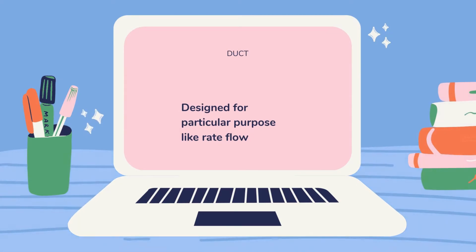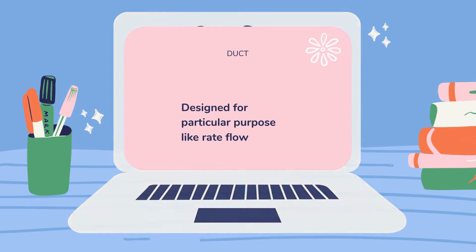But ducts are specially designed for a particular purpose, like rate of flow and temperature of the medium flowing through it. There are many types of duct depending on the type of material used for manufacturing, like aluminum sheet metal, fiberglass, insulated duct. They may have variable cross-section, which in the case of pipe cannot happen.